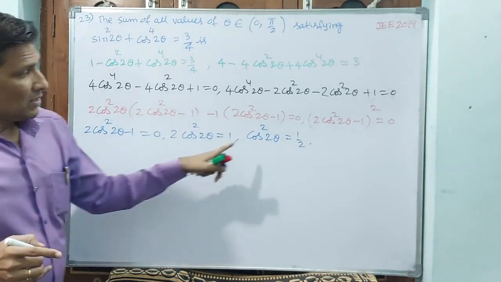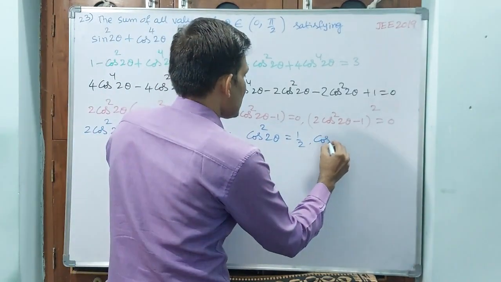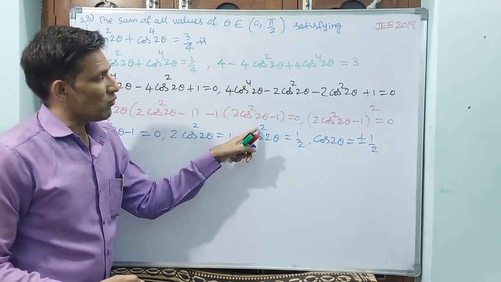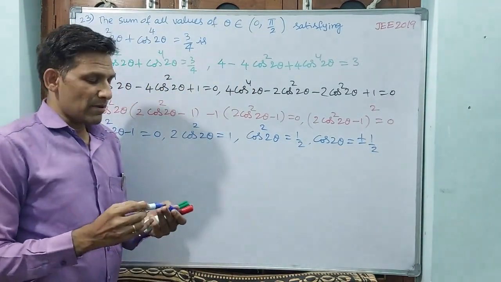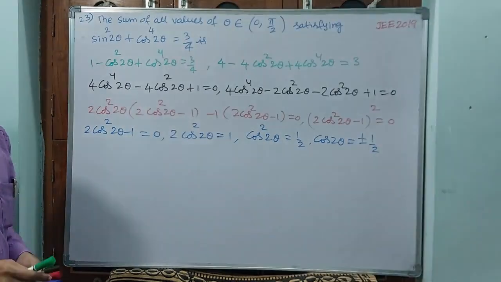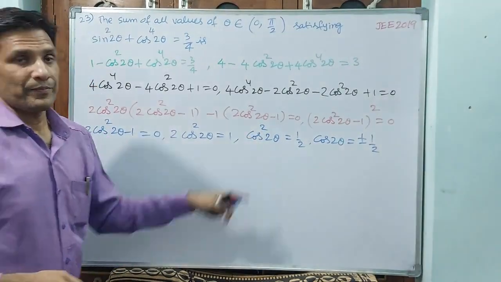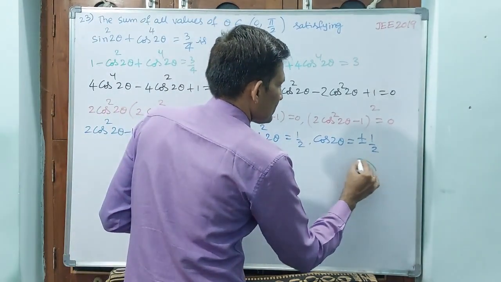Observe carefully here. Cos 2 theta is what? Plus or minus 1 by 2. Why? Because you square, if you remove it, automatically plus or minus 1 by 2 you have to write. Okay? You have to write plus or minus 1 by 2. Why? Because this is square.